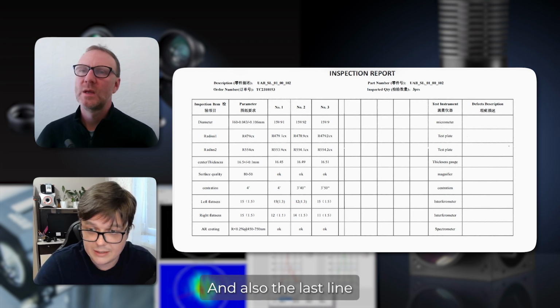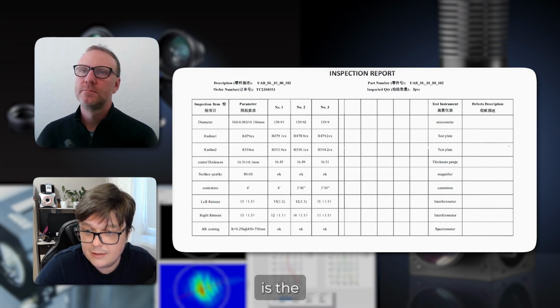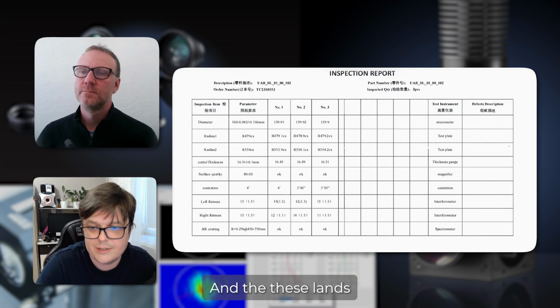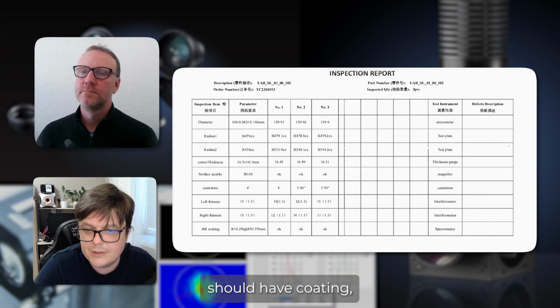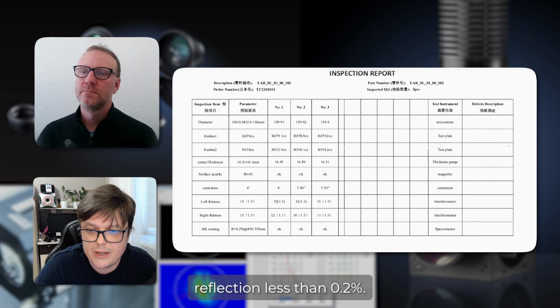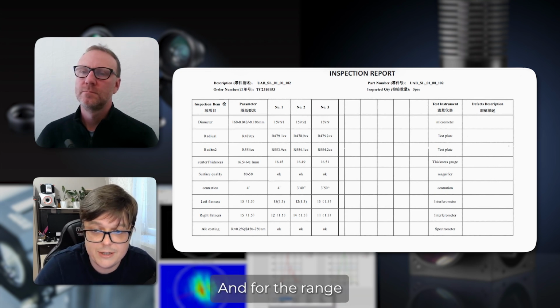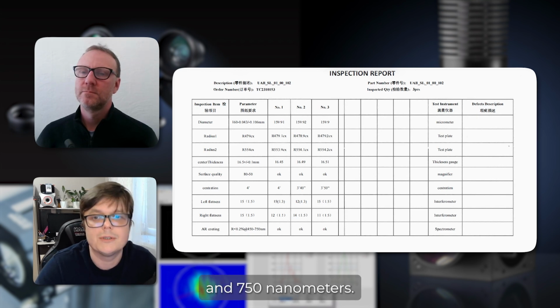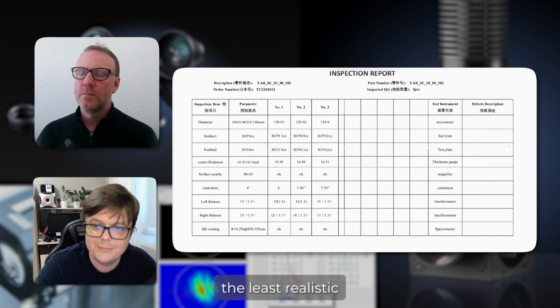And also the last line is the definition of the coating for the lens. This lens should have a coating that will ensure reflection less than 0.2% for the range of wavelengths between 450 and 750 nanometers. So this is the list of the lens parameters.